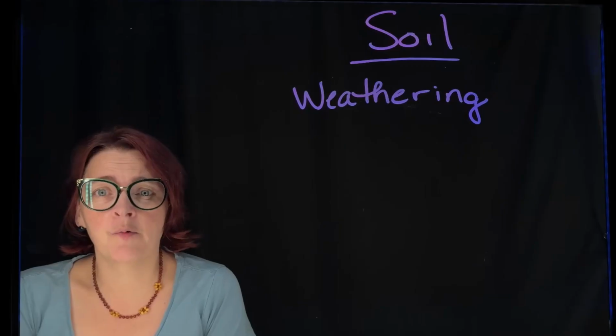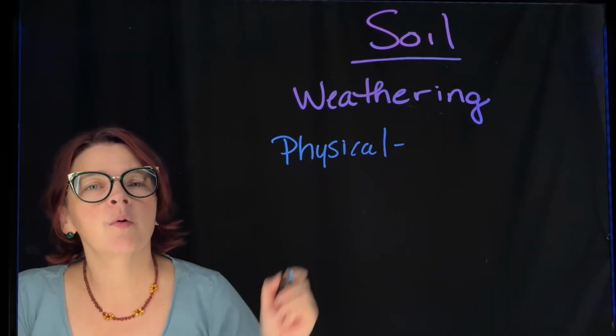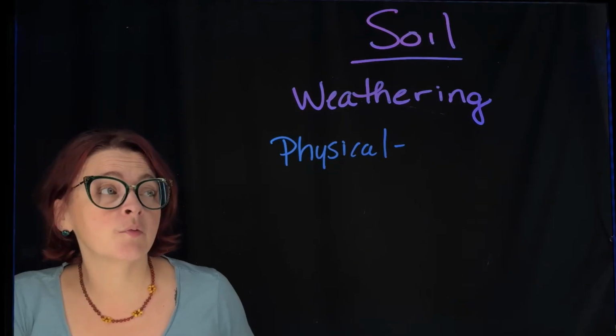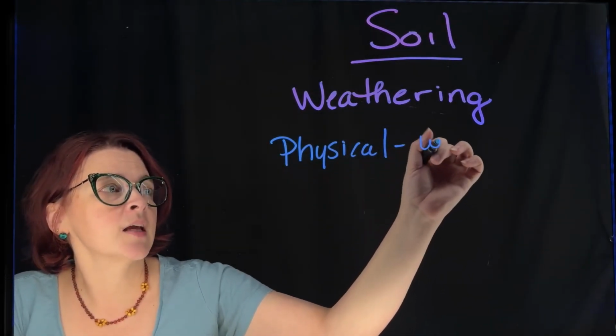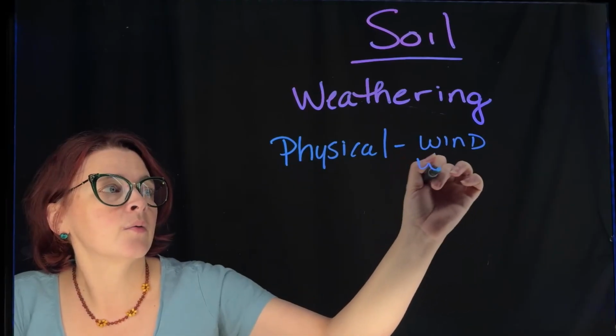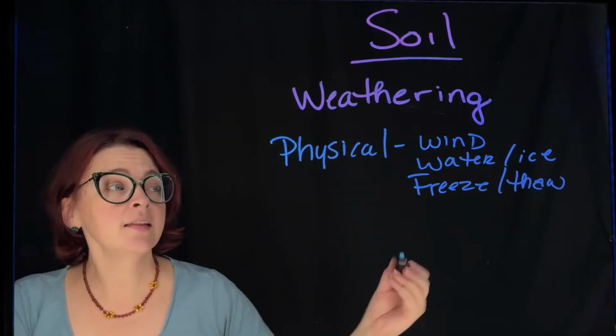Let's start talking about weathering. There are two main types of weathering. We have physical weathering, where we have physical removal of the rock. Physical weathering can be caused by things like wind, water, ice, freeze-thaw cycles, and lastly, plant roots.